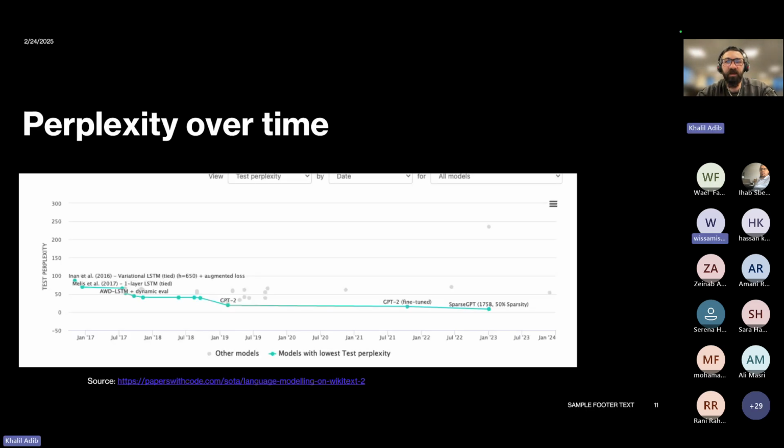So if you see in here, I think ChatGPT 2 fine-tuned, it has a perplexity of 25 or something. So if you can see a perplexity of 3, 5, 10, it's good.